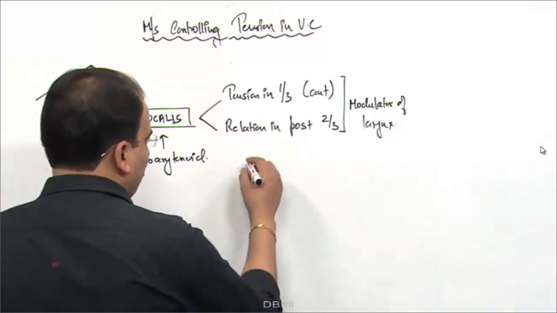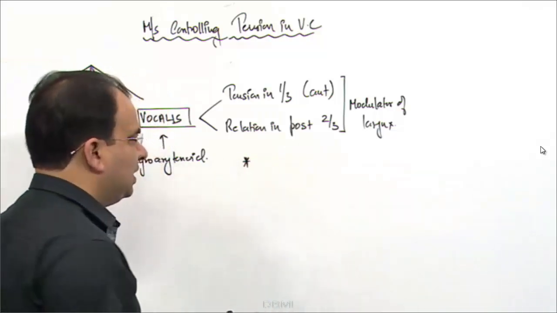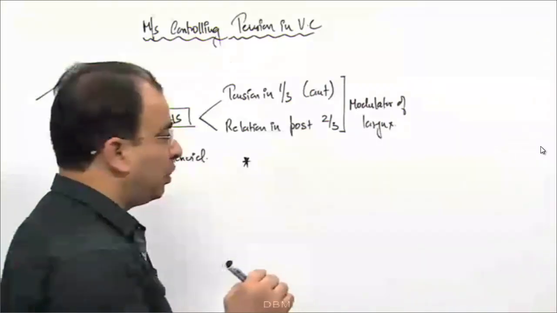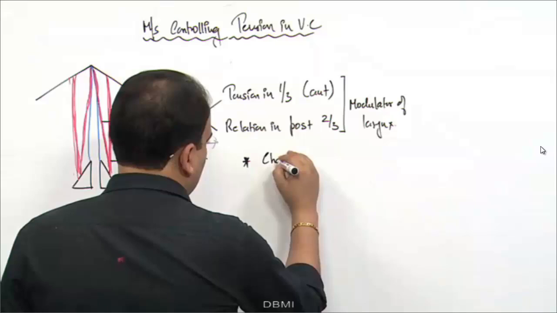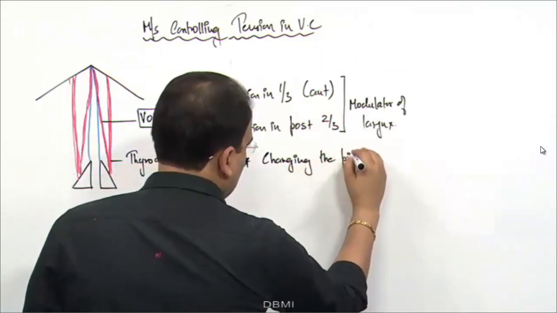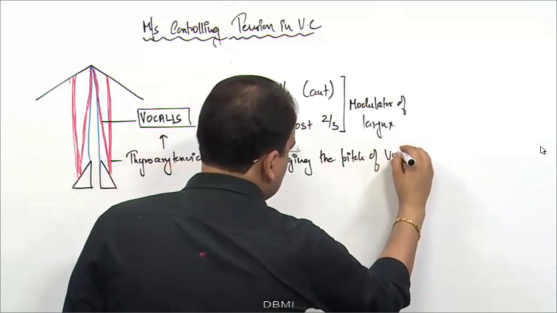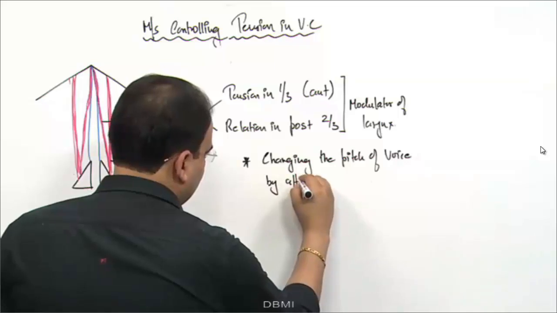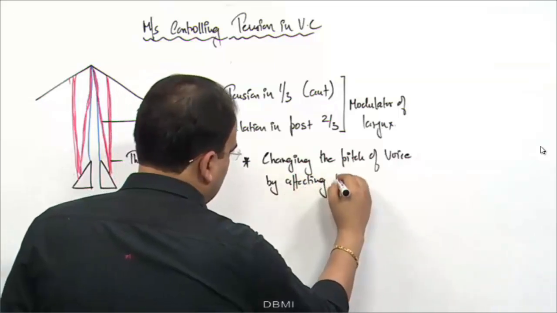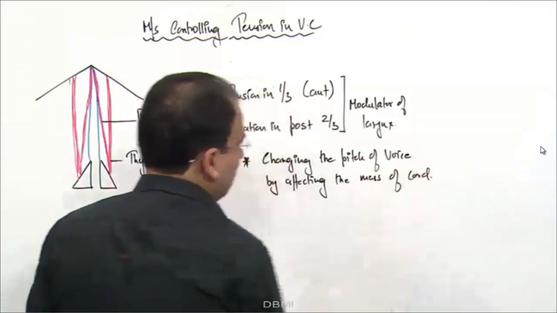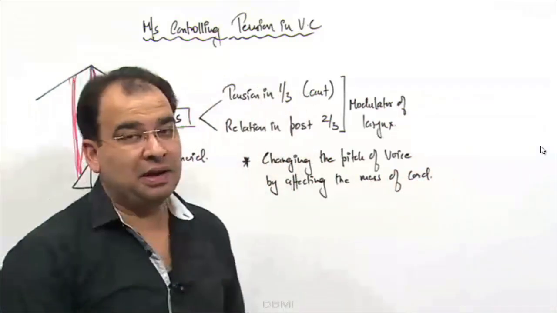Please also note one thing about the vocalis. I am giving this statement directly from Gray's 41st edition, that vocalis is one muscle which is responsible for changing the pitch of voice or timbre of voice by affecting the mass of the cord. It changes the pitch of the voice by affecting the mass of the cord.